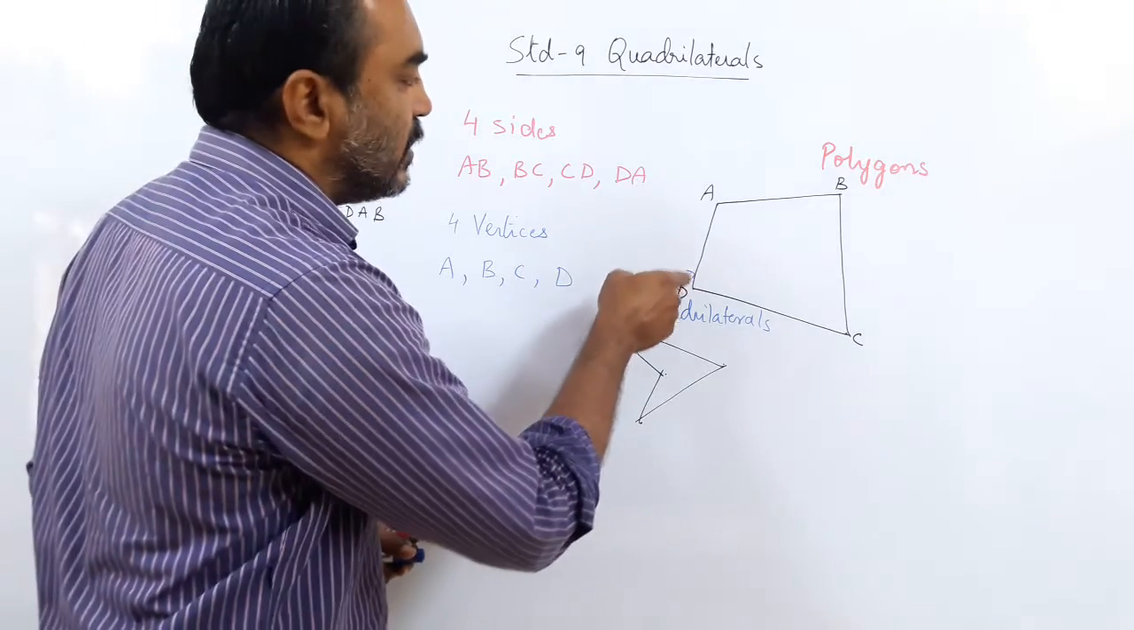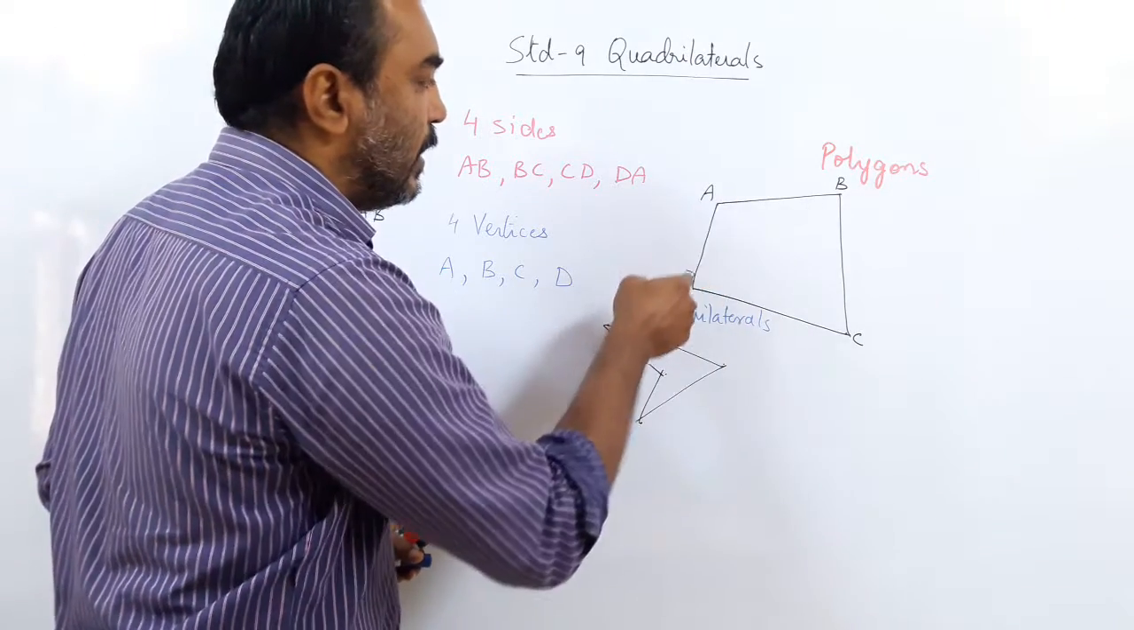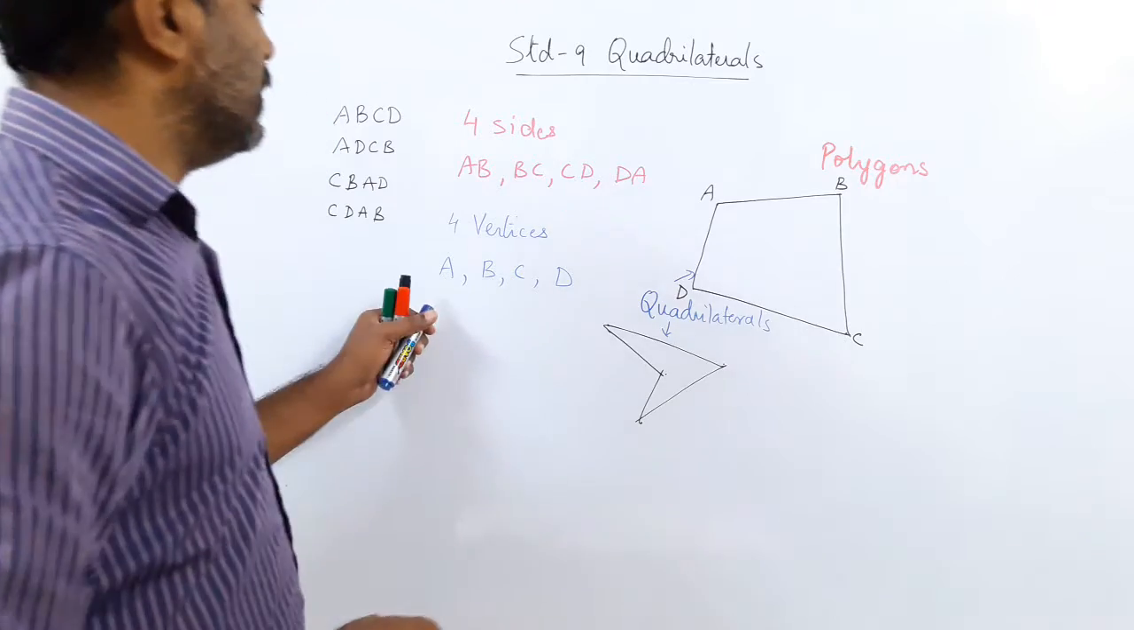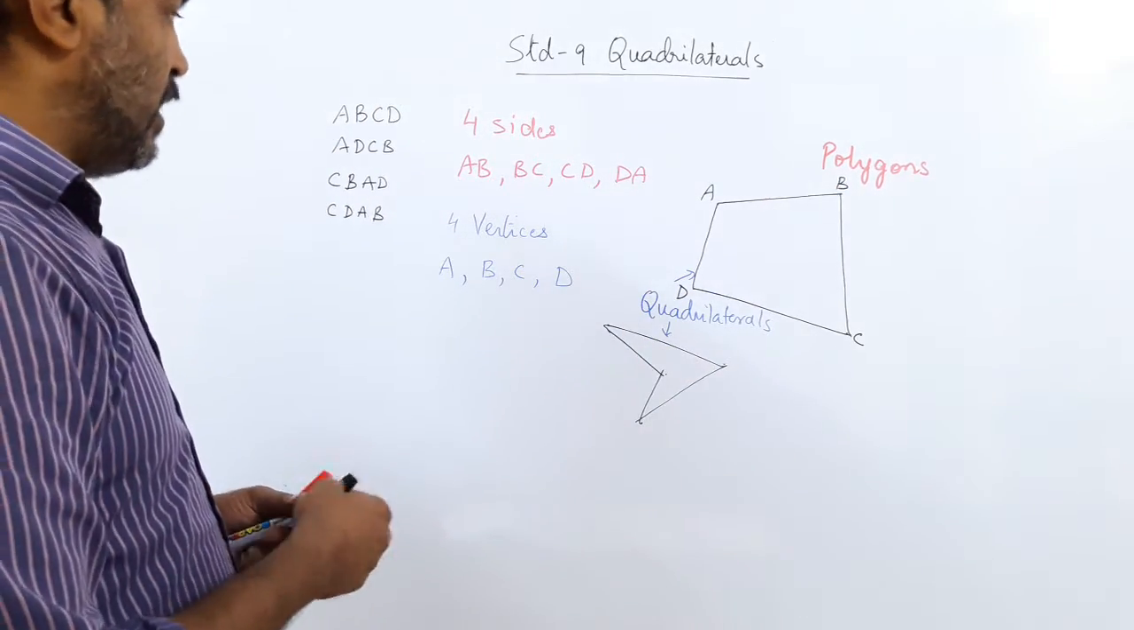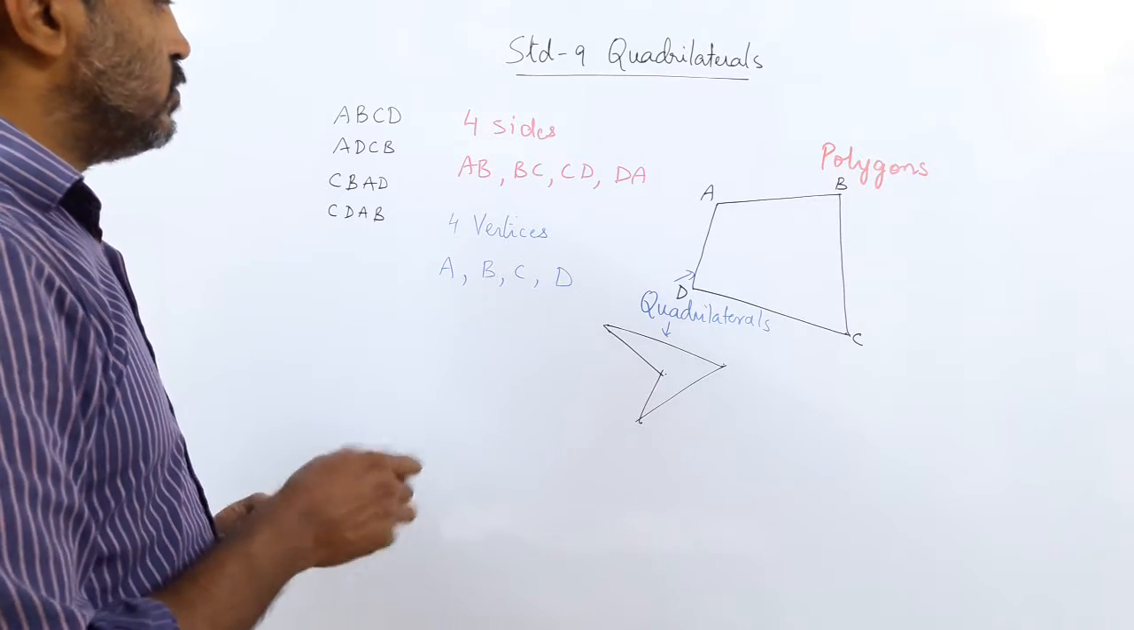Yes? What is a vertex? You can call it the endpoint. So BA and DA both terminate at A. So A is the endpoint, B is the endpoint. So these are the vertices. And we have the angles.